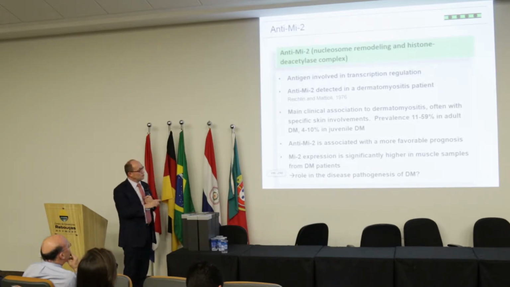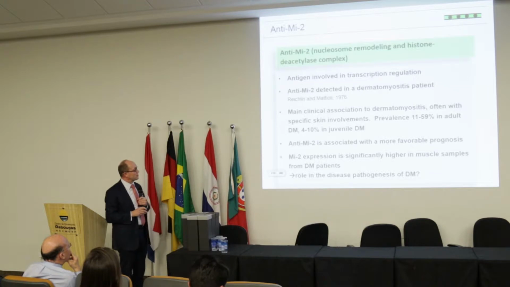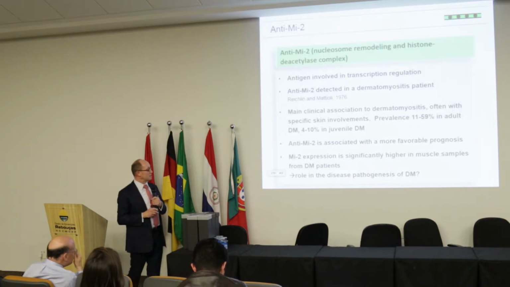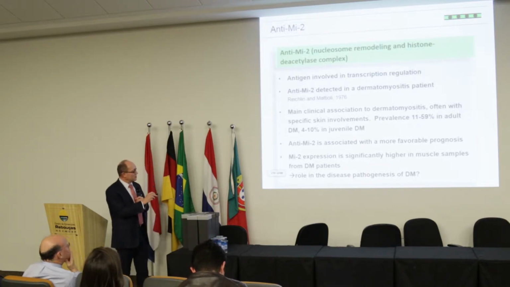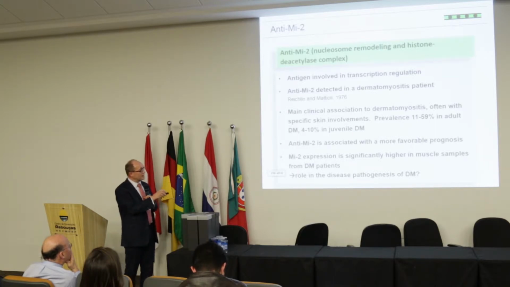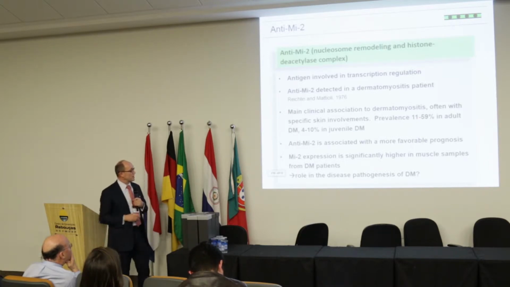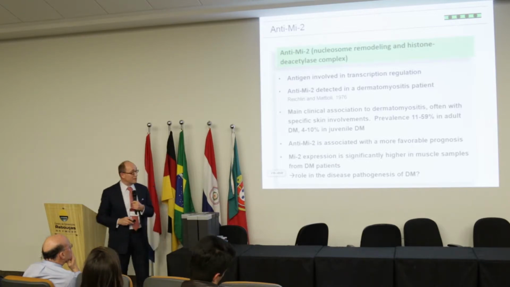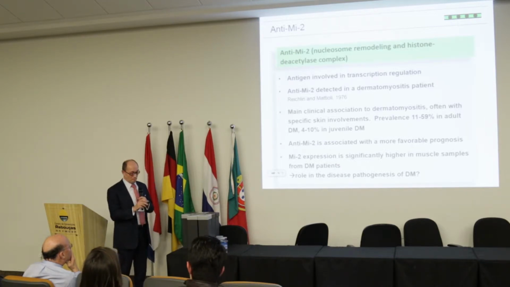Perhaps we do not have to look at each individual feature. I will try to summarize it a bit. Mi-2 is an antigen involved in transcription regulation. It's mainly seen in dermatomyositis patients. Prevalence is also given. The prevalence in adults is much higher than in juvenile dermatomyositis. Anti-Mi-2 is associated with a more favorable prognosis.